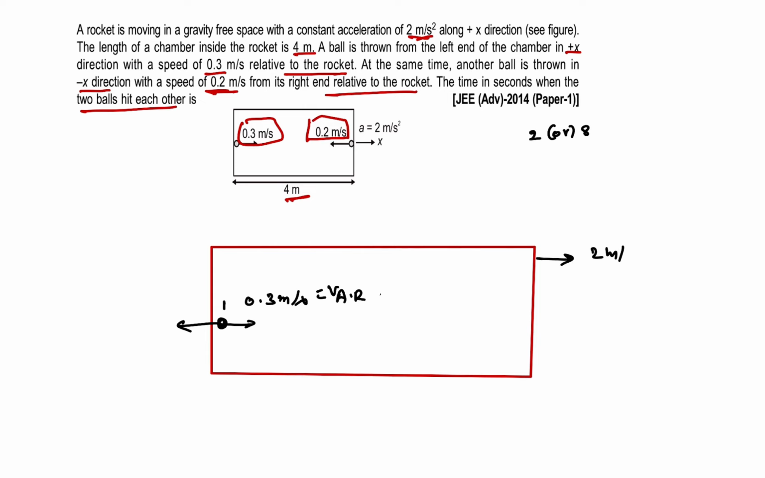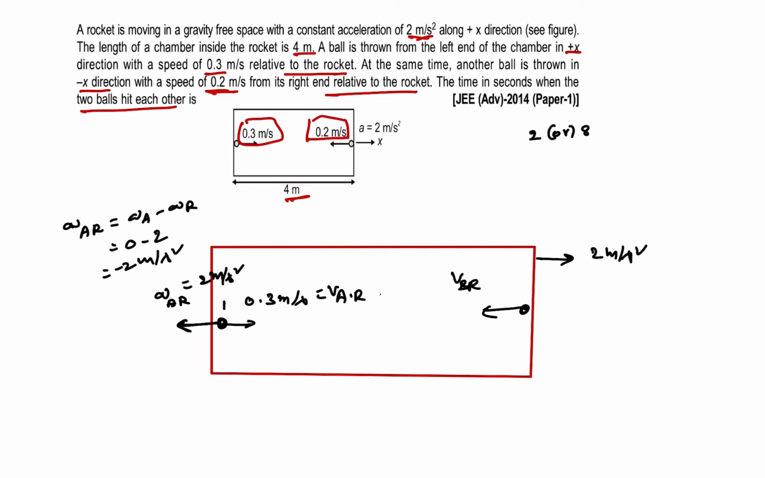Now as the rocket is moving with acceleration 2 meter per second square, the acceleration of A with respect to rocket is on the left side, so we can write 2 meter per second square. Why? Because acceleration of A with respect to rocket is acceleration of A minus acceleration of rocket. A is 0, rocket is 2 meter per second square, so we get minus 2 meter per second square. That's why I have written left side. Okay.